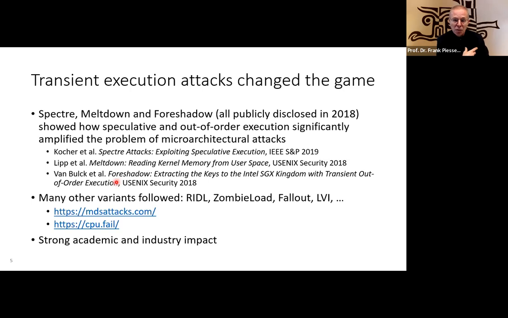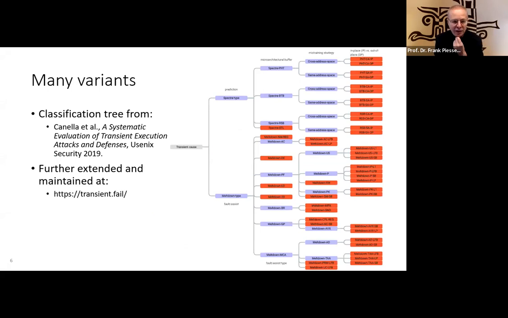Unfortunately, it was not just three vulnerabilities or three specific attacks that could easily be fixed and then we could move on. Many other variants followed, and over the past years we've seen a whole plethora of attacks, and the impact of these attacks and the development of the corresponding countermeasures has had a strong impact both on academia and on industry. And I want to illustrate these 2 points very briefly. So first, the fact that you have many variants. What you see here on the slide, and I don't want to discuss it in detail, is a classification tree taken from this paper and further maintained at this website. And I don't want to discuss the tree in depth, that would take too long.